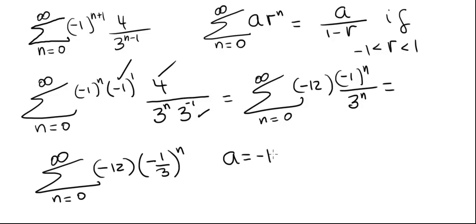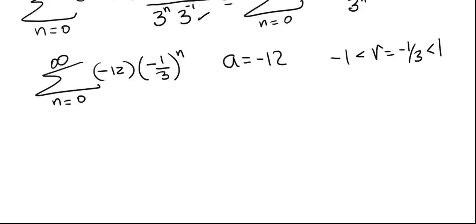a is -12, r equals -1/3, which is clearly less than 1 and greater than -1. Therefore, this series is going to converge.